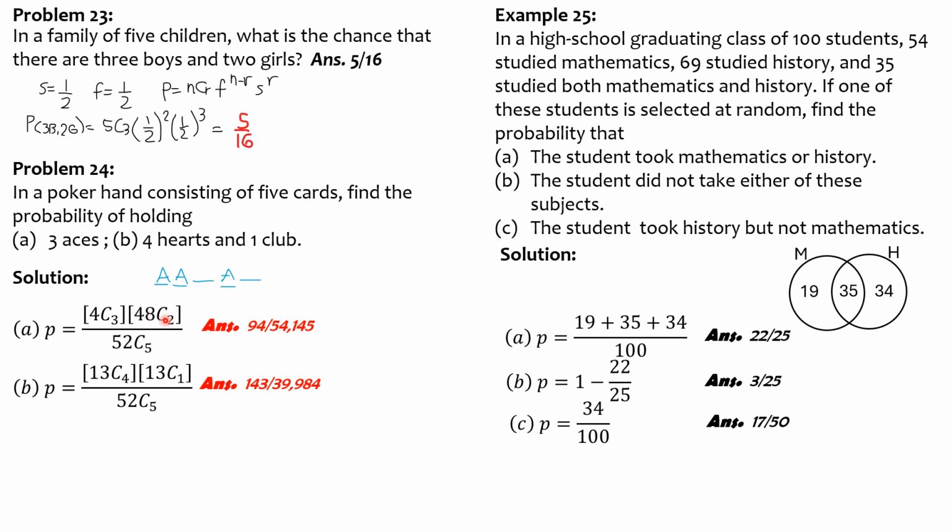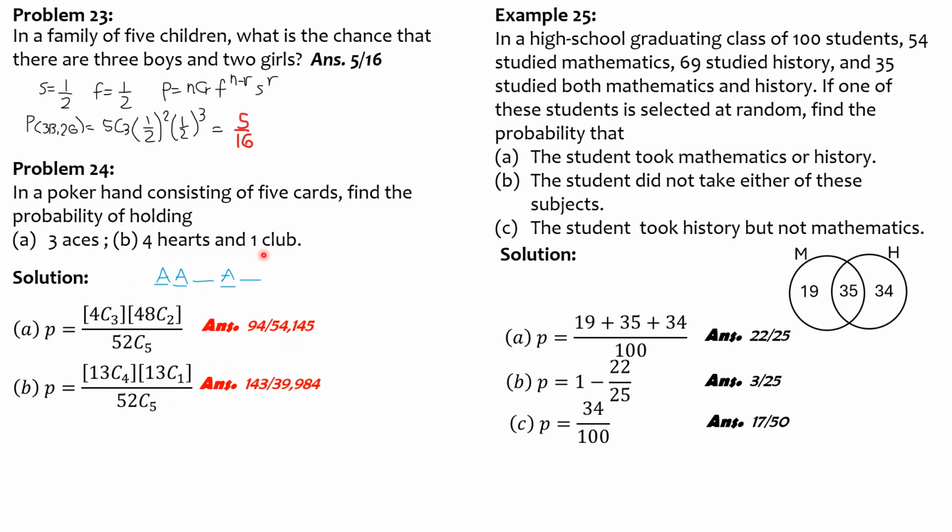So 48C2. The total number of outcomes is there are 52 cards and we select 5 cards at random from the 52 cards, 52C5. And computing that, that's 94 over 54,145.